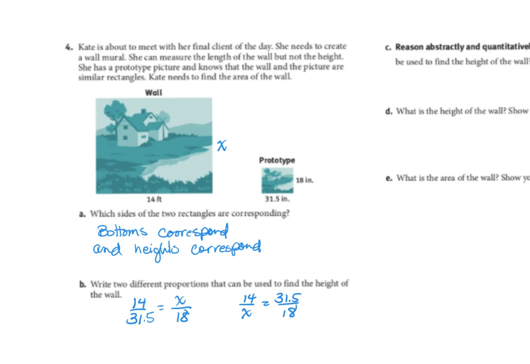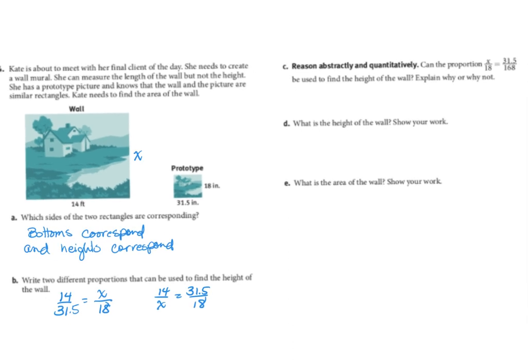Let's look at part C. It asks the question, could you use the proportion x over 18 equals 31.5 over 168? Now, one thing I didn't write here is 14 feet is 168 inches. So they just changed everything to inches. And again, it's not necessary so long as you keep track of your units. Now let's look. They did x over 18 equals 31.5 over 168. That cannot work.